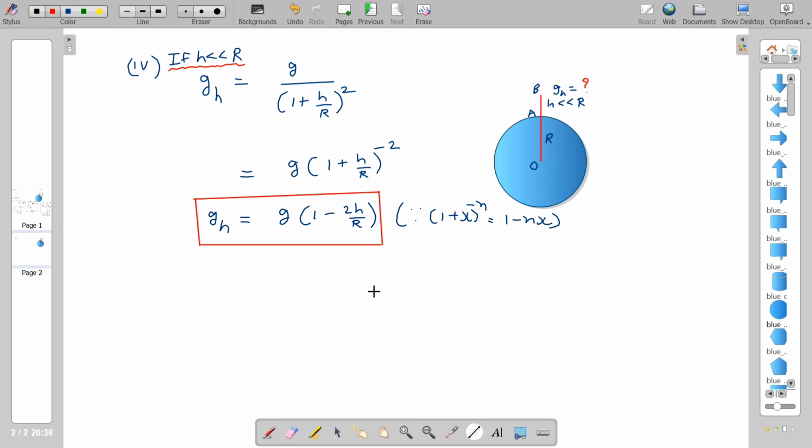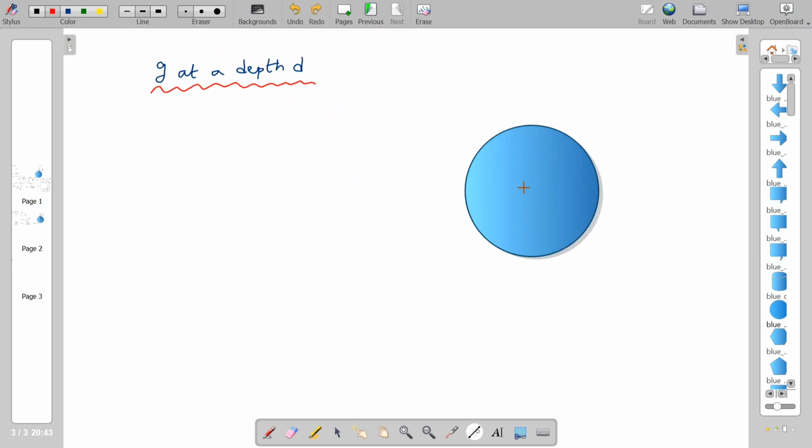Now we will calculate g at a depth d. I will take the next page. I will take one point A on the surface of the earth, and its center O. Here I will take radius R. We have to calculate g at depth d. So here the distance of B from the center is R minus d. This distance is R minus d.